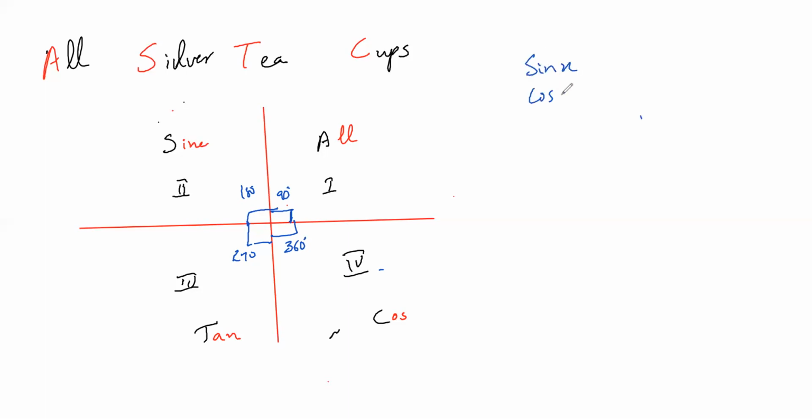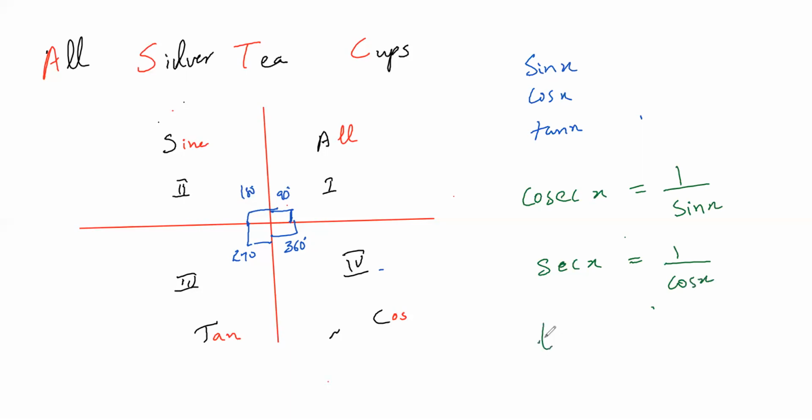Now what have you learned? Sin x, cos x, and tan x. Now there are a few more things to learn. Cosec x is nothing but 1 by sin x. Then there is sec x, where x is the angle. Sec x is nothing but 1 by cos x. Last, 1 by tan x is nothing but cot x.